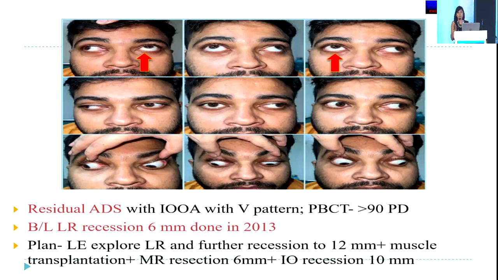So this patient had undergone bilateral LR recessions around 6 mm in 2013, presents to us with a large angle exo. So there is a bilateral inferior oblique overactions as well. So we explored the LR. We found that the LRs are at 6 mm. So we planned a further recession to 12 mm from the original insertion, and we added the muscle transplant to this recession. So it kind of made a recession of around 16 or so, or even more than that.